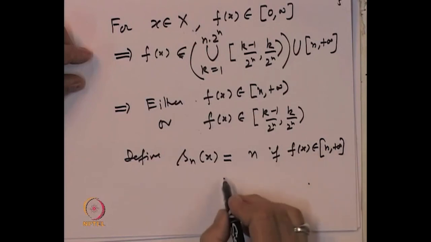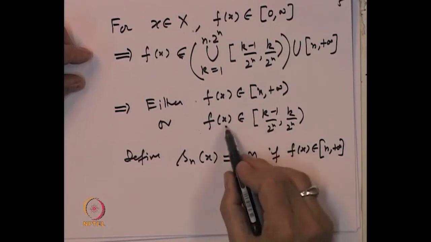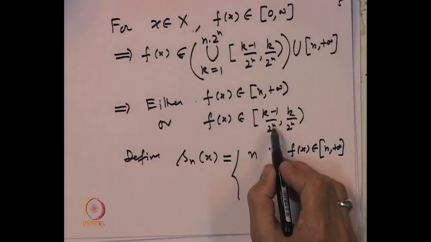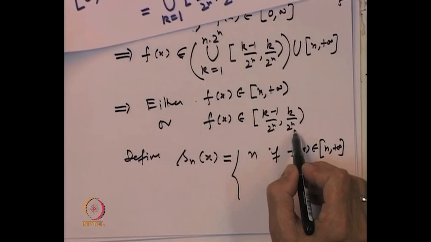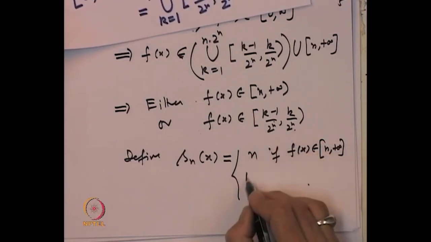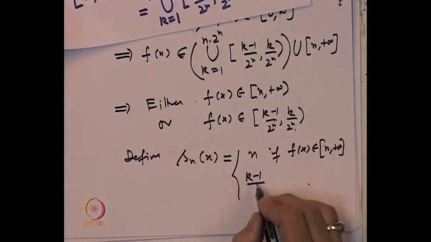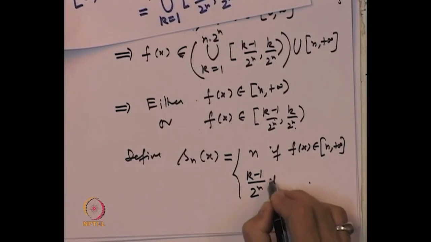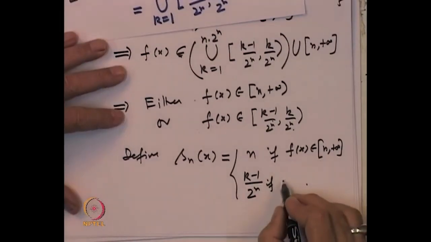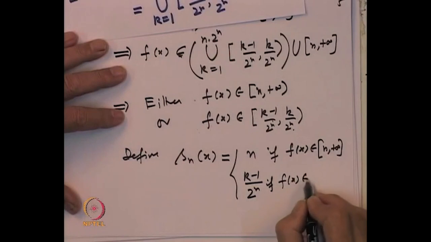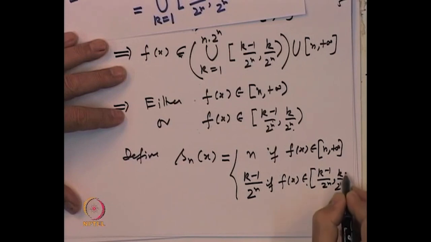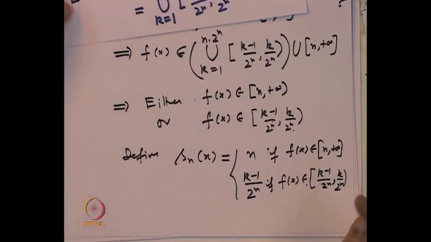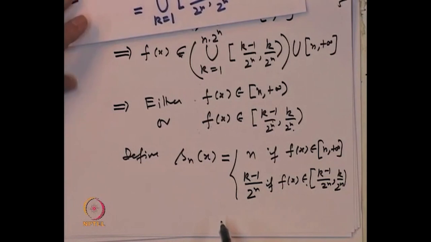Okay. And let us define it. If f of x is inside this interval k minus 1 by 2 to the power n to k by 2 to the power n, let us take the lower value. So, define S n of x to be equal to k minus 1 by 2 to the power n if f of x belongs to k minus 1 by 2 to the power n to k by 2 to the power n. So, this is how we are going to define the function S n.